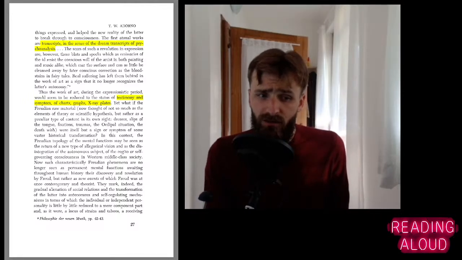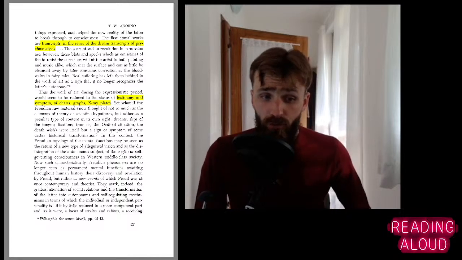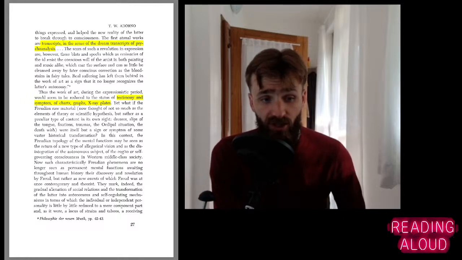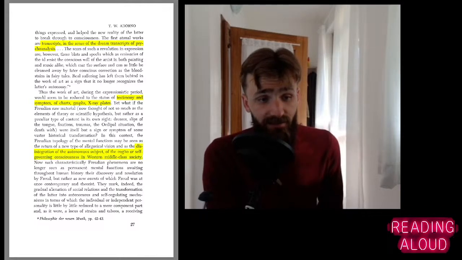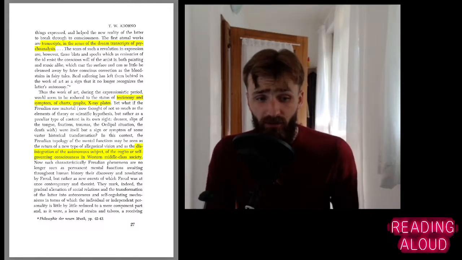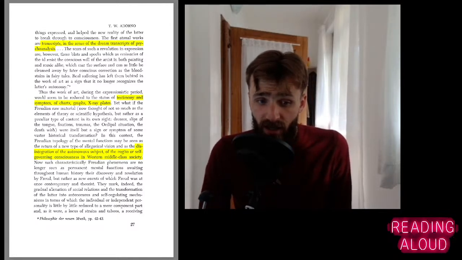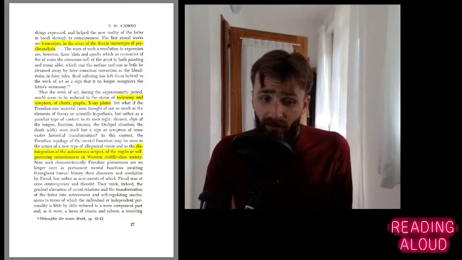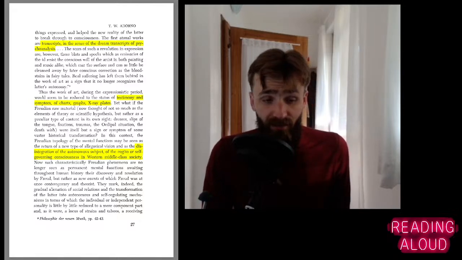In this context, the Freudian typology of the mental functions may be seen as the return of a new type of allegorical vision and as the disintegration of the autonomous subject, or of the cogito or self-governing consciousness in Western middle-class society. Now such characteristically Freudian phenomena are no longer seen as permanent mental functions, awaiting throughout human history their discovery and revelation by Freud, but rather as new events of which Freud was at once contemporary and theorist.